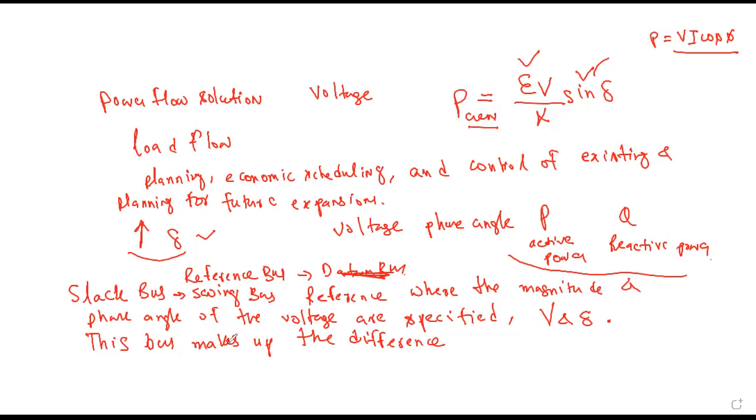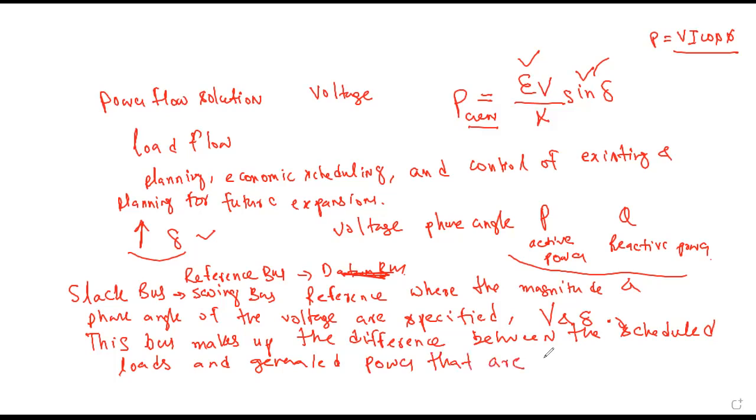This bus makes up for the difference between the scheduled loads and the generated power that are caused by the losses in the network.